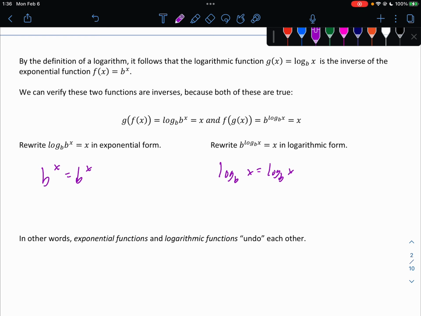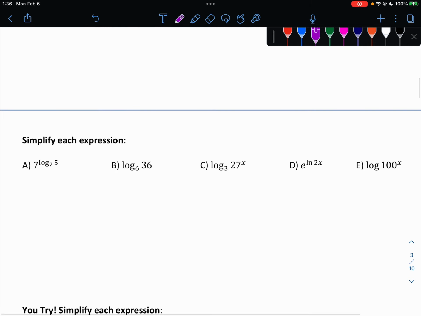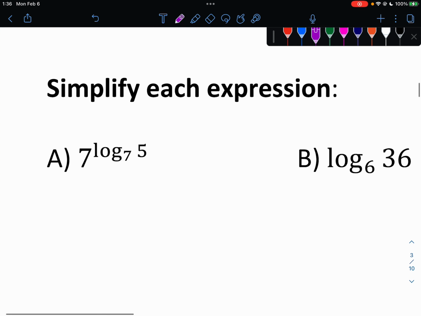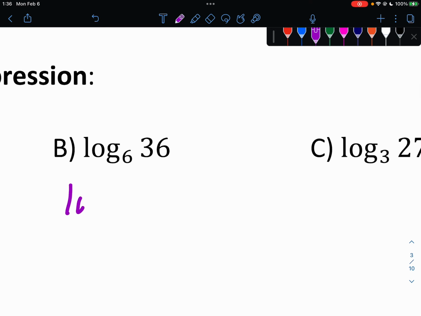Okay? Don't look at those second ones yet. Let's try these first 5 together, and then I'll have you try the second set of 5 on your own. So the first one says 7 to the log base 7 of 5. The 7 and log base 7 cancel out, so we're just left with 5. Next one, we can rewrite this as log base 6 of 6 squared. Log base 6 of 6 cancels itself out, so our answer here is 2.